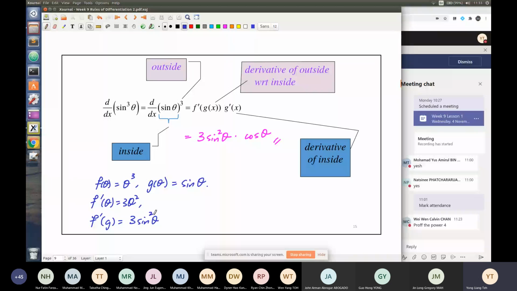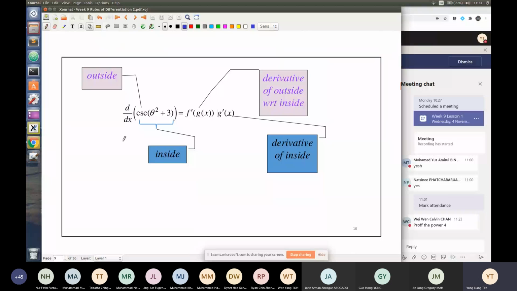Then what is your g prime? g prime of theta is cosine theta. So you have your g prime theta and you also have your f prime of g. Multiply the two together. So you have f prime of theta equals 3 sine square theta times cosine theta. Certainly it has to be the same answer as you got previously. Questions? Good. Move on.